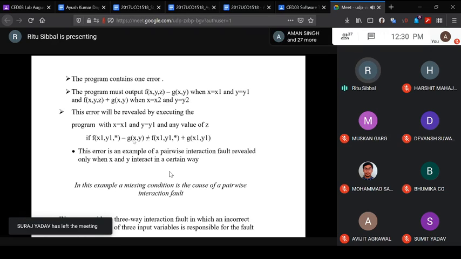So this is an example of a pairwise interaction fault. Only when x and y interact in a certain way. So basically here in this example, it is a missing condition. This is a missing condition. We made a mistake and forgot to write this condition. So this is a missing condition which is the cause of a pairwise interaction fault.